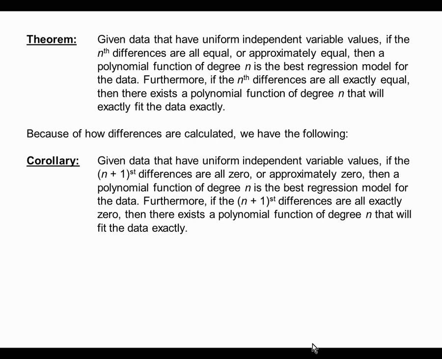So again, you just calculate differences. And as soon as you can see that the differences are all equal or approximately equal, then you know the degree of the polynomial function that will fit them. I guess I should say fit them the best.